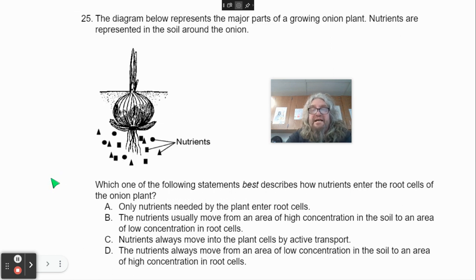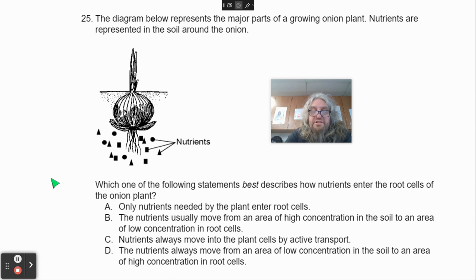Number 25. The diagram below represents the major parts of a growing onion plant. Nutrients are represented in the soil around the onion. Which one of the following statements best describes how nutrients enter the root cells of this onion plant? A, only nutrients needed by the plant enter root cells.